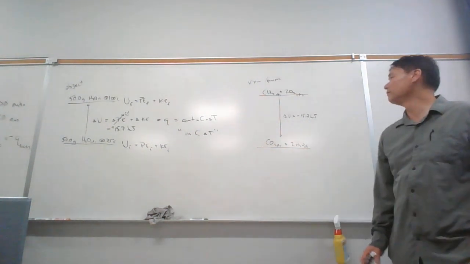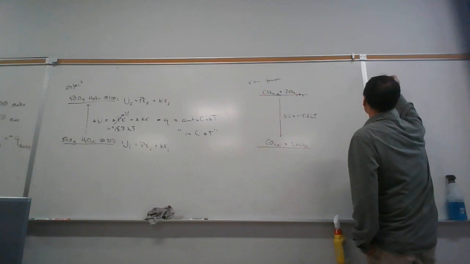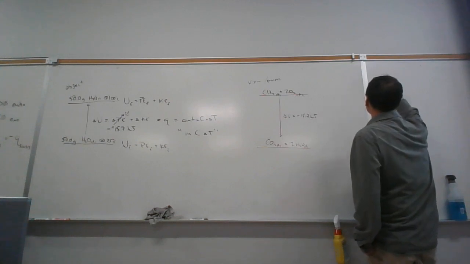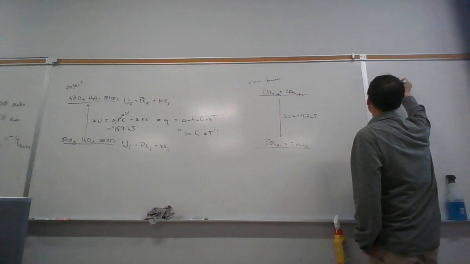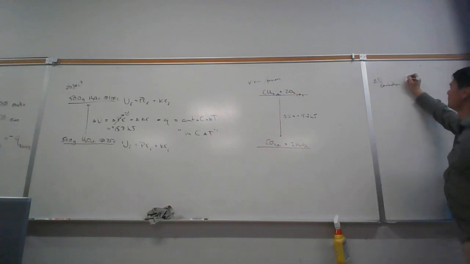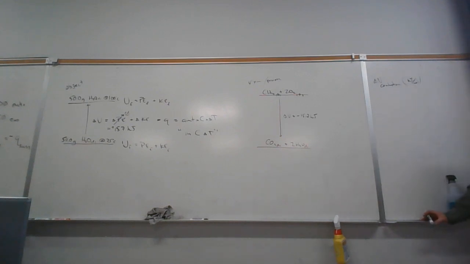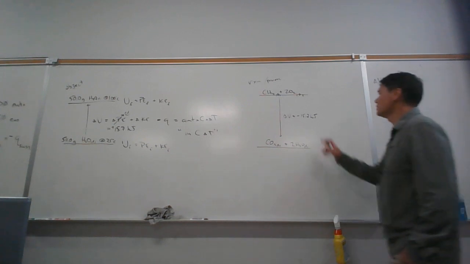In order to figure out how much, I need some additional information. That is, something like delta U combustion. This is how much energy I get. And the typical units for delta U combustion would be in kilojoules per mole. So I got to figure that out. So this is the amount of heat.